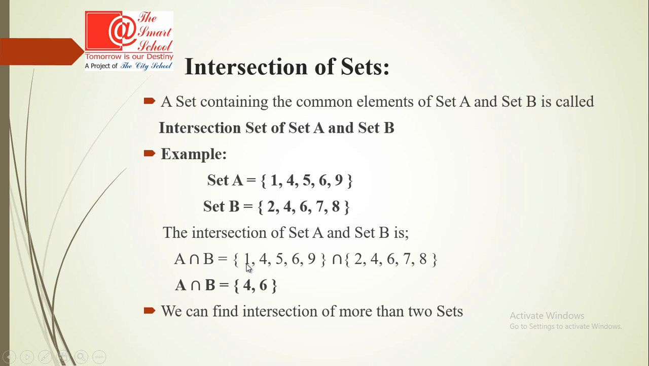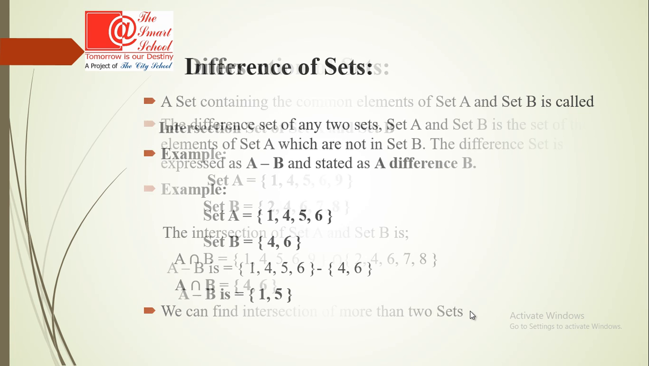Then we will find which elements are common. Is 1 common? No. Is 2 common? No. Is 4 common? Yes, exactly. Very good. And then the next digit is 6, which is common. So there are 2 elements, 4 and 6, in A intersection B. We can find intersection of more than 2 sets. The same way, we can find common members of 3 or 4 sets.